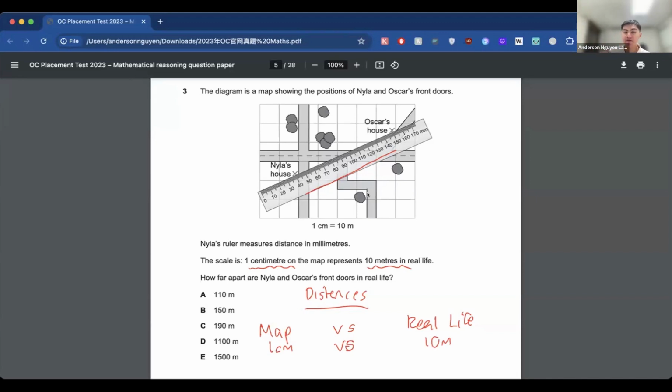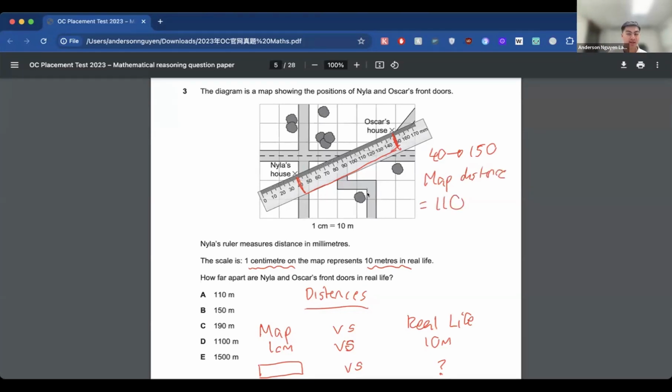On this question, they want you to find the distance between Nyla's house and Oscar's house, but in real life. So you put a little question mark there because we're looking for a real life answer. The problem is we don't know the distance on the map between these two houses, so you have to measure that. From 40 over to 150, if you subtract those two, you'll find that the map distance is 110, but we'll stop right there.